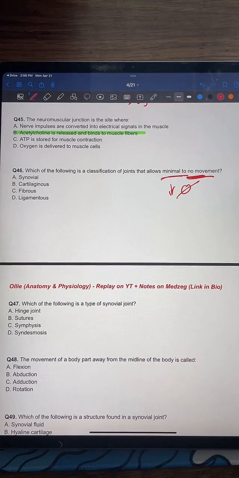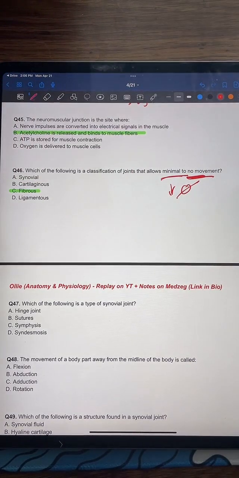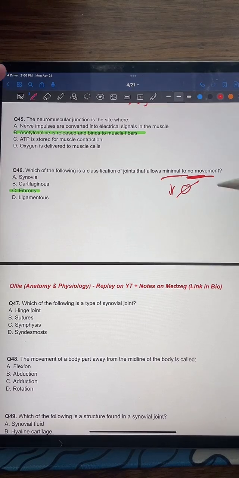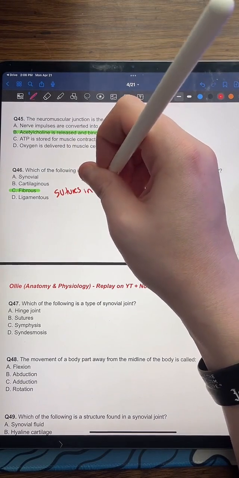The answer to this question is going to be C, fibrous. So fibrous joints allow little to no movement. This would include, think of the sutures in your skull.